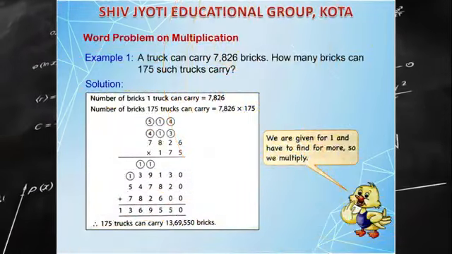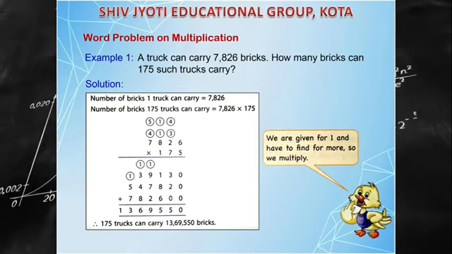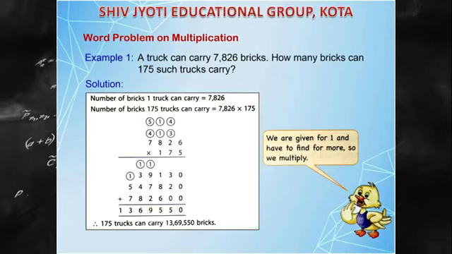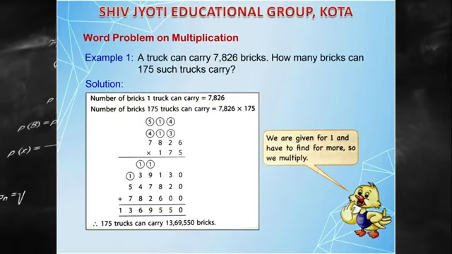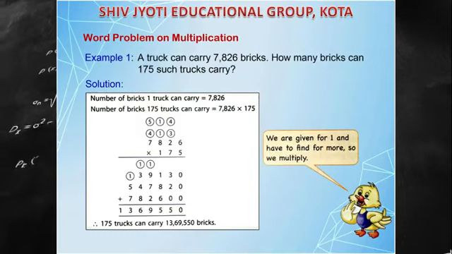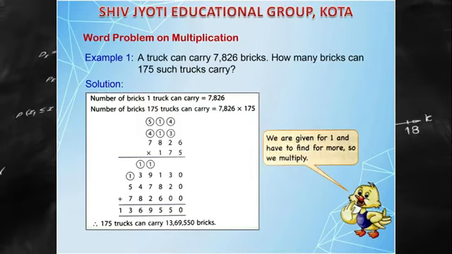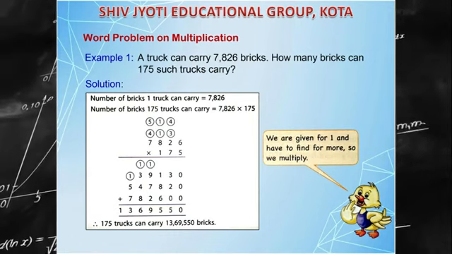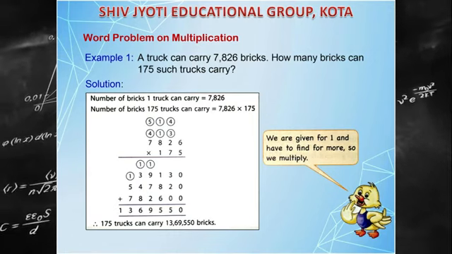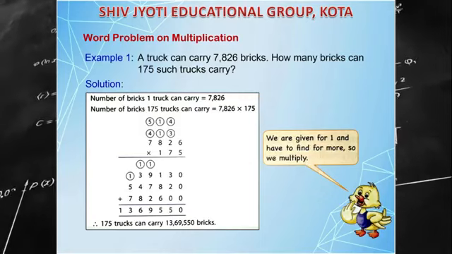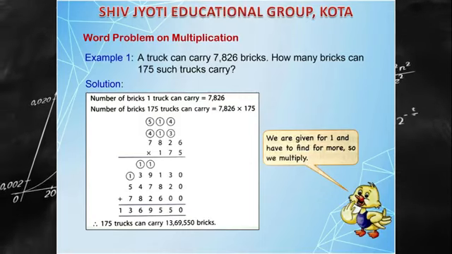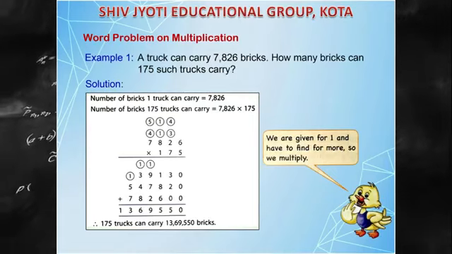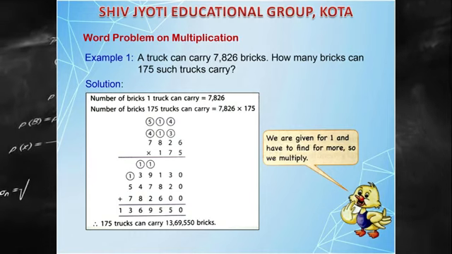Now we are going to study how to solve word problems based on multiplication. For example, a truck can carry 7,826 bricks. How many bricks can 175 such trucks carry? Now, how do we write the statement? First, we will write the number of bricks one truck can carry, that is 7,826. Now we have to find how many bricks 175 such trucks can carry. Here we are given for 1 and have to find for more.